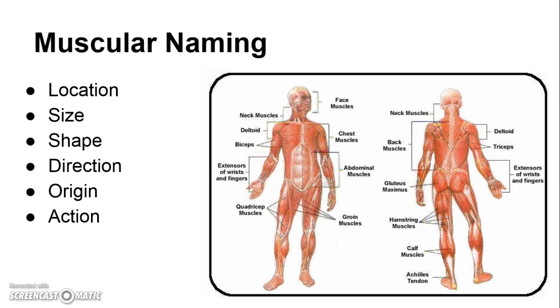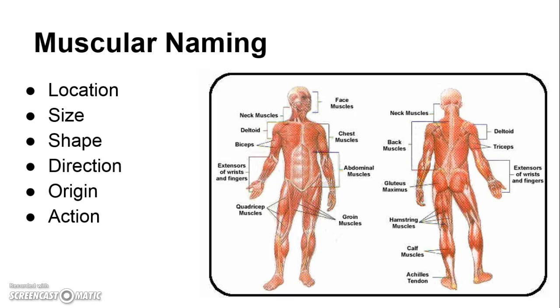For size, there are three muscles within the gluteal region, each defined by their size. We have the gluteus maximus, the largest, the gluteus minimus, the smallest, and the gluteus medius, the mid-sized one. And if a muscle is defined by its direction, it is talking about how the muscle fibers run within. So, for example, the muscles running transversely left to right in the abdominal region are the transverse abdominis.